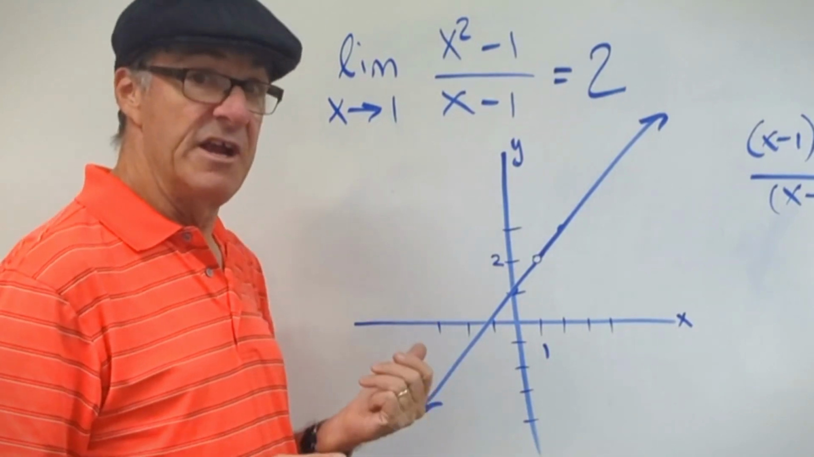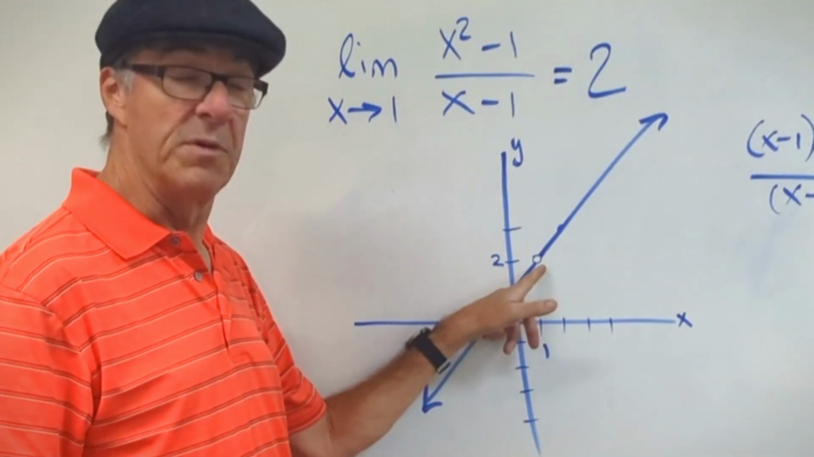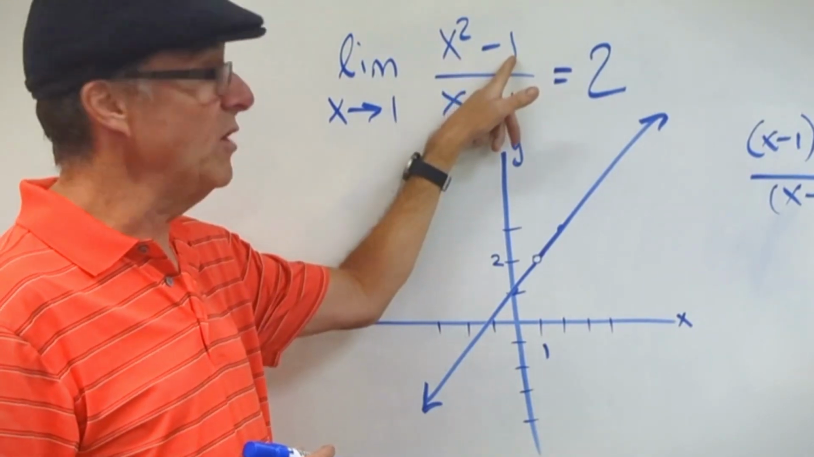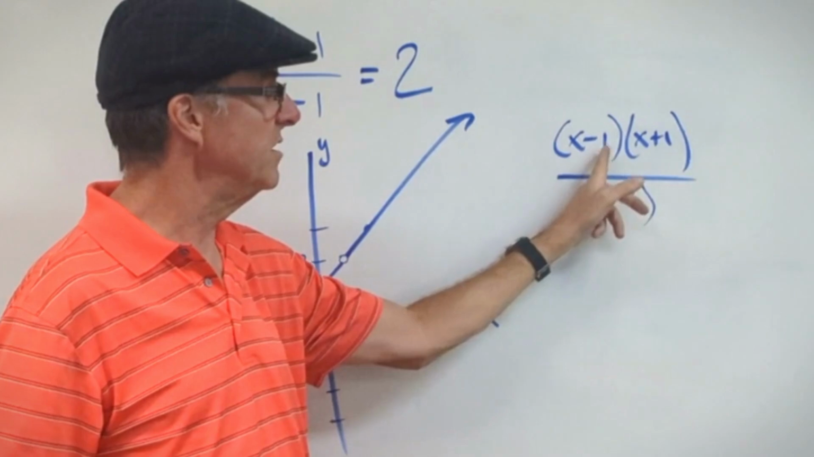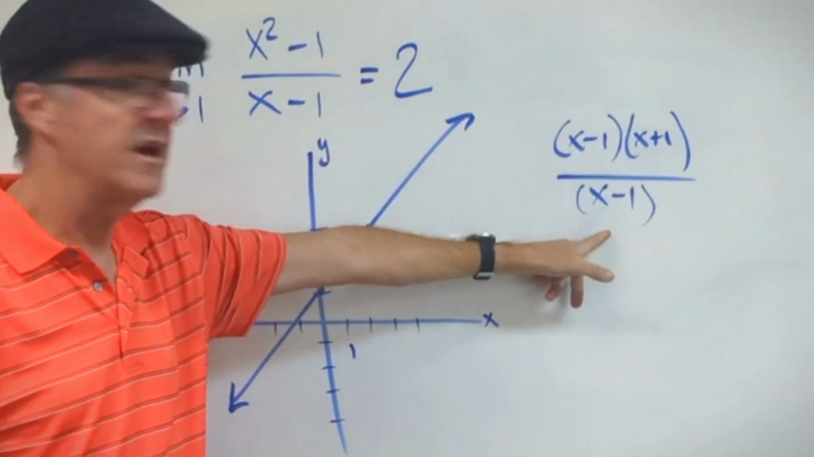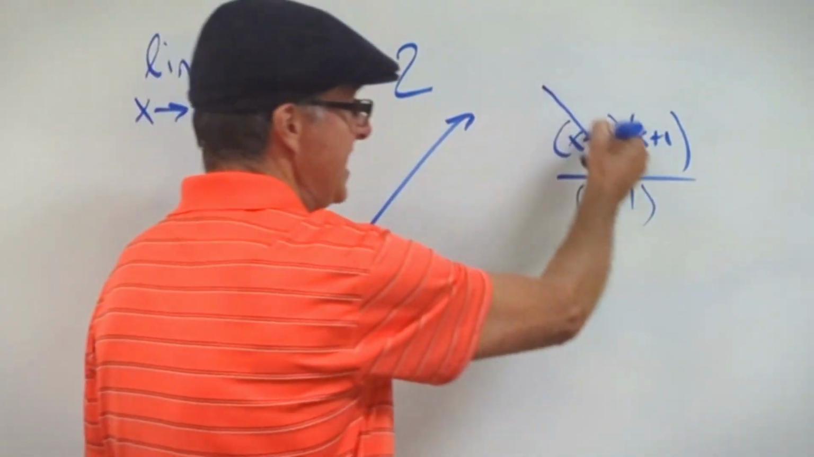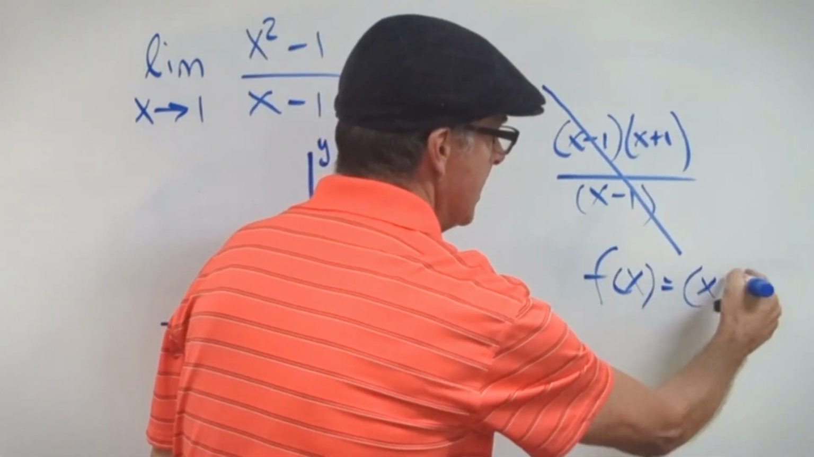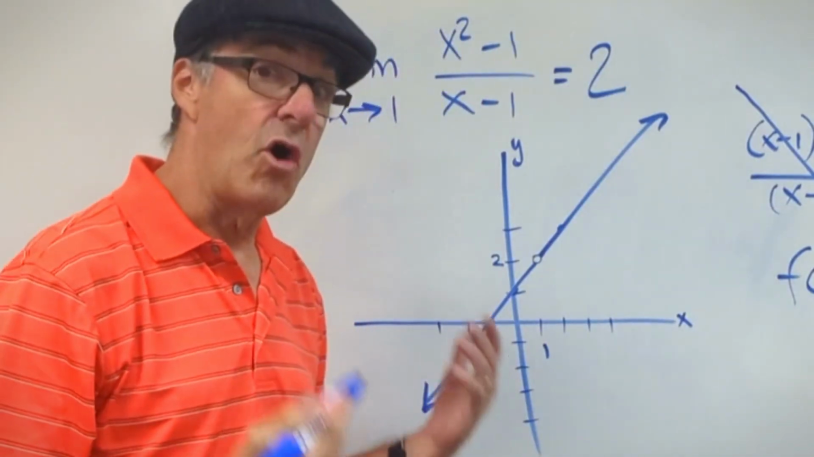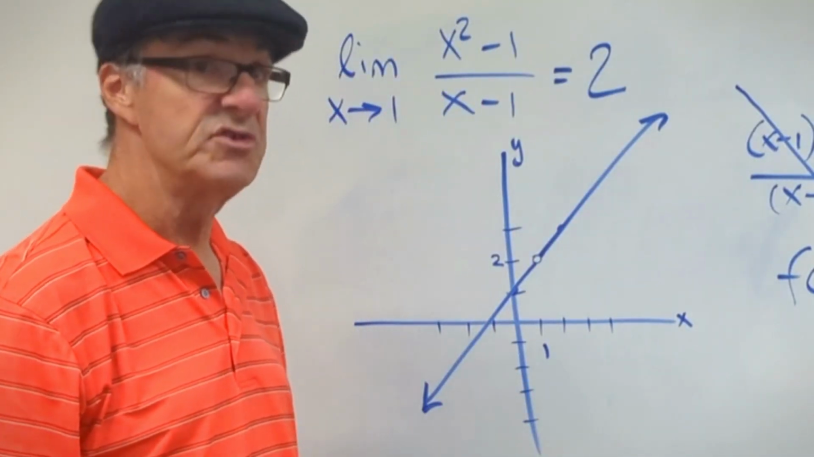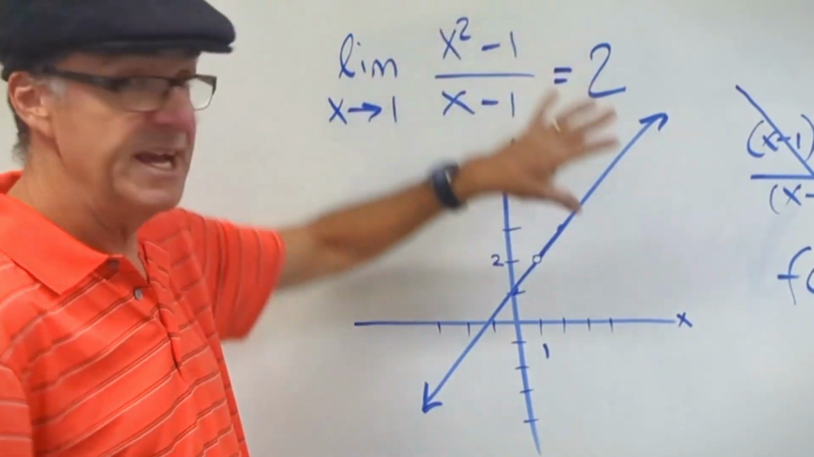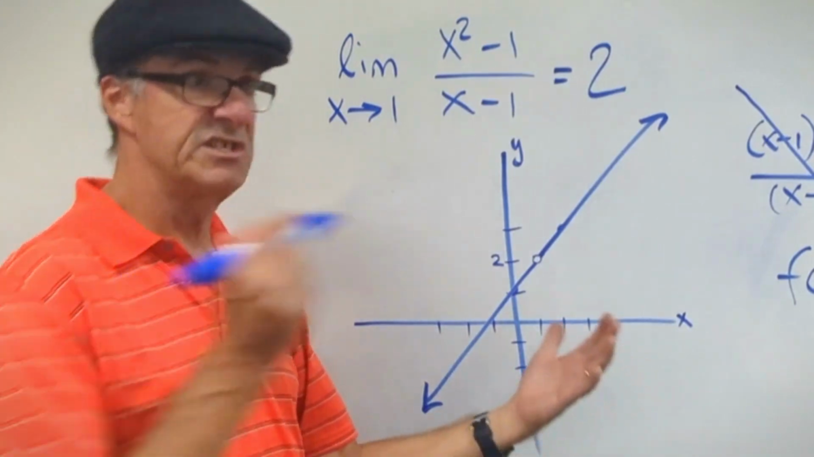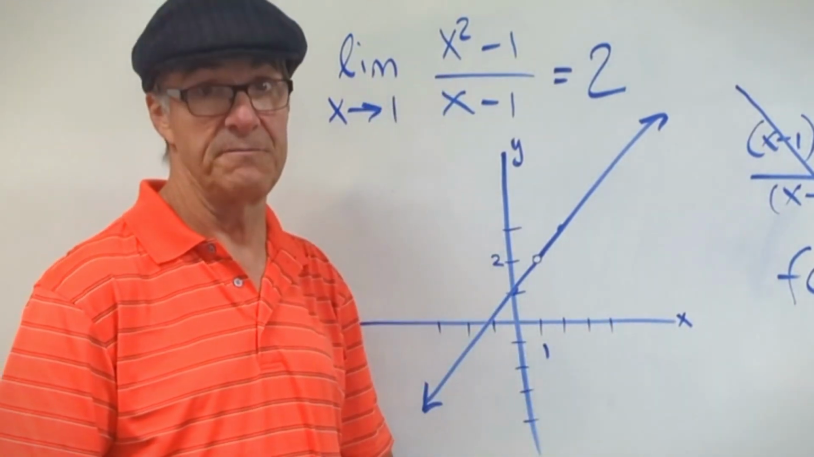Now, check this out. Here's why your calculator doesn't put an open circle there. This function on the top, x squared minus 1, is just a difference of squares. So it can be rewritten as x minus 1 times x plus 1, and then of course we're over x minus 1. So this cancels out, and our function really is just f of x equals x plus 1. So that's also an algebraic technique you can use to evaluate a limit. If you can factor and cancel, sometimes you can get rid of your divide by 0 problem and evaluate your limit just by substituting the x value into your function.